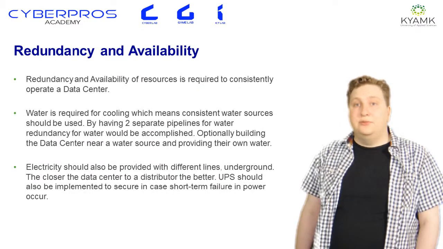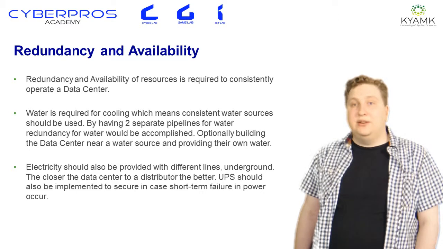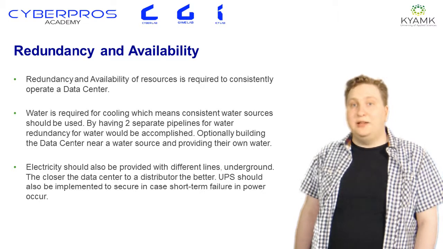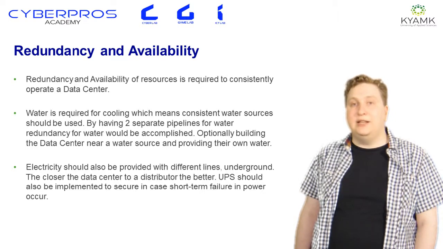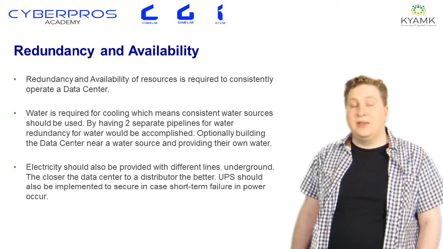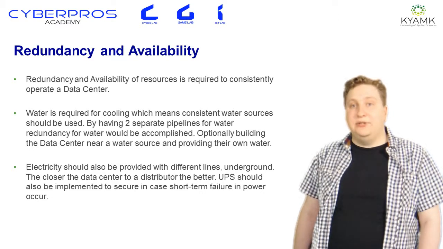Various resources used by data centers are often required to be always available. This means they also have to have redundancy and availability. Such things could be water, which is commonly used for cooling in data centers. A main line should be available, as well as a secondary line in case the main line malfunctions. The same goes for electricity.